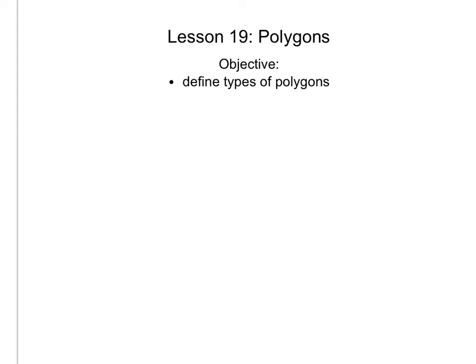We are on lesson 19. We're moving right along in Saxon here. Today we're talking about polygons. Your objective is to define different types of polygons.